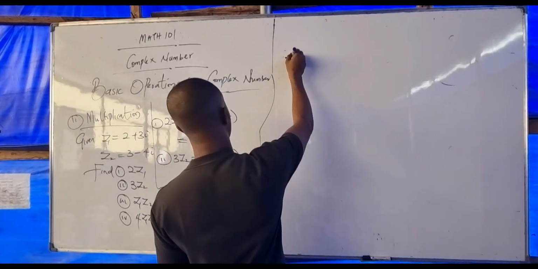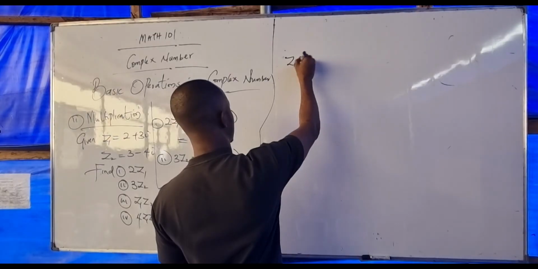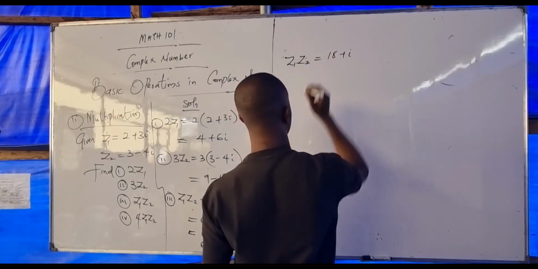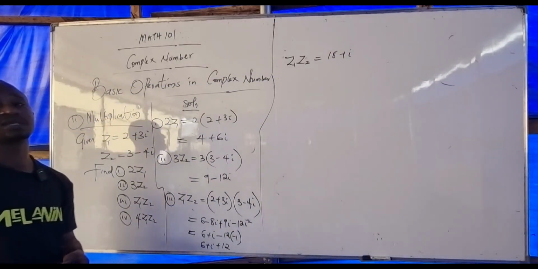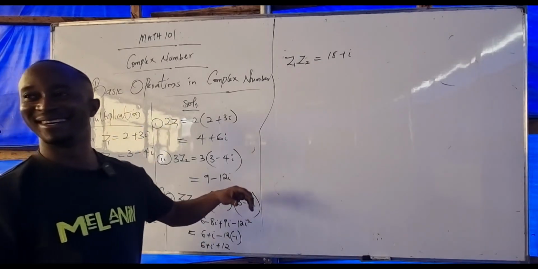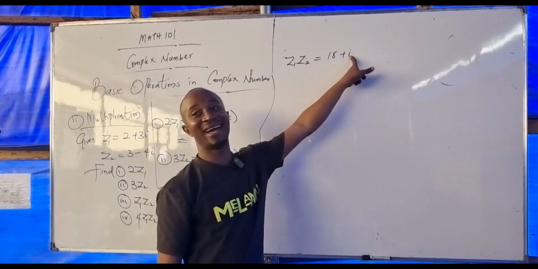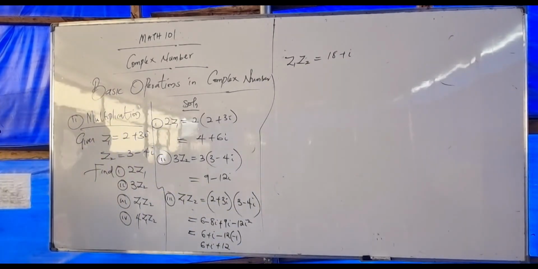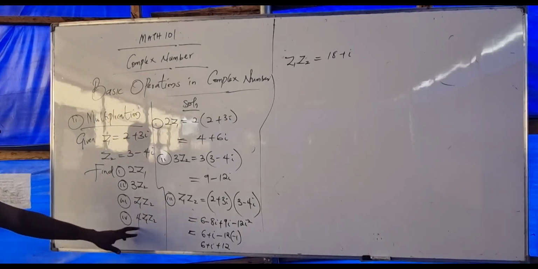So here we have Z1, Z2 becomes what? 18 plus what? Plus i. Exactly. What is the real part of this? 18. What's the imaginary part? It's 1 now. This is 1i. So it's 1. Okay, put this down.